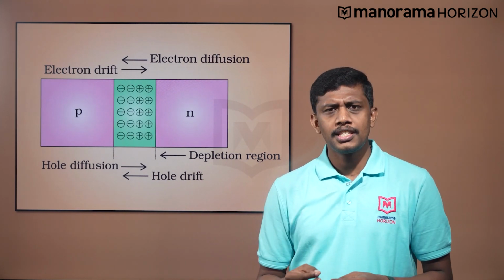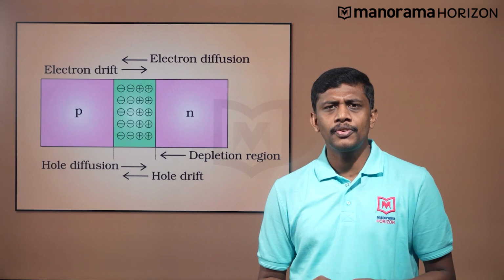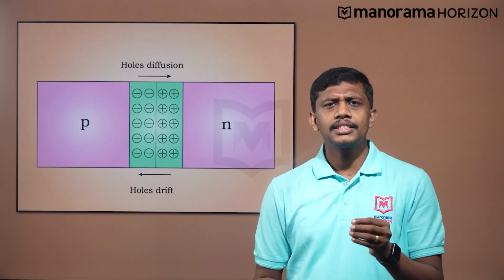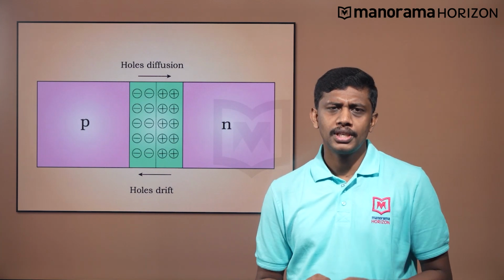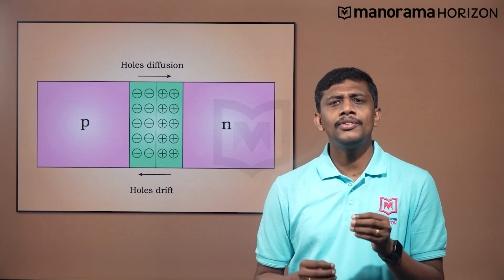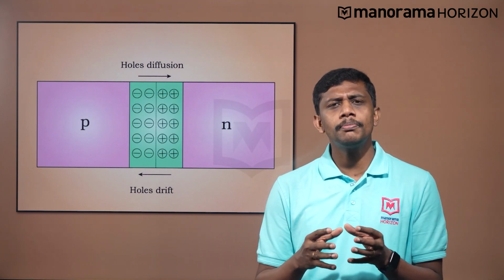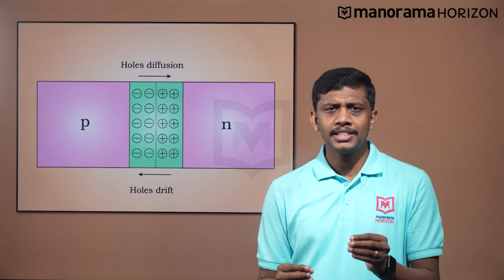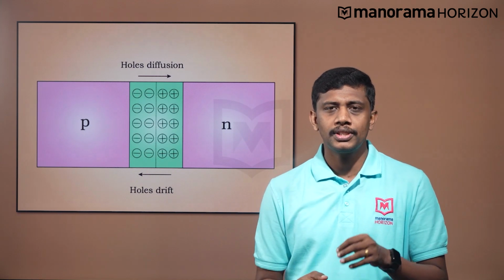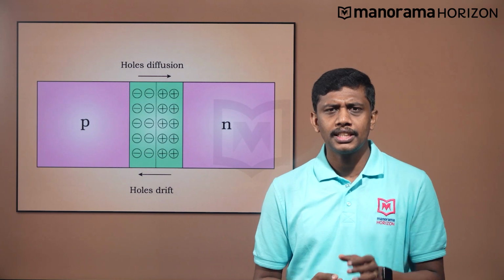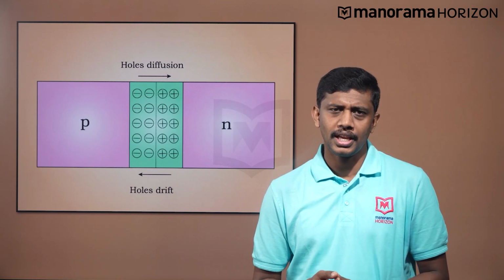This motion of charge carriers due to the electric field is known as drift. Thus, the drift current is in the opposite direction of diffusion current. Initially, diffusion current is larger than drift current. But as the diffusion process continues, the space charge region on either side of the junction extends, thus further strengthening the electric field strength and hence drift current.